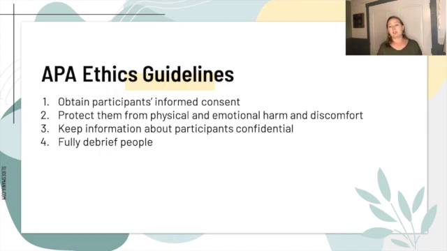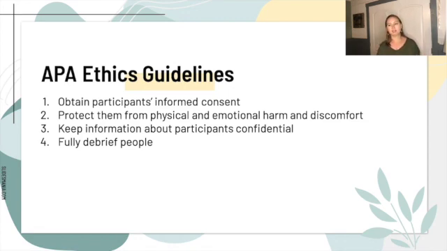Basic APA ethics guidelines. The first one is to obtain participants' informed consent. You will hear that phrase, informed consent, so many times in psychology. Basically, you need to tell them what they need to know so that they can consent, and they have to give their consent. You can't do something to them unknowingly.